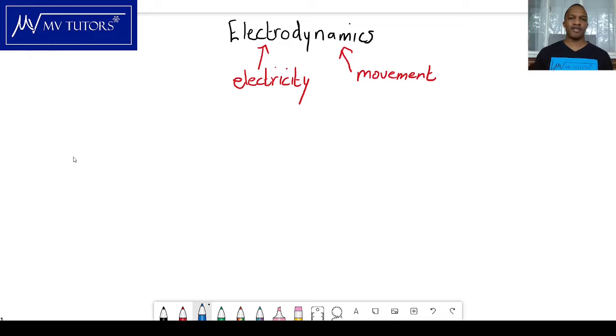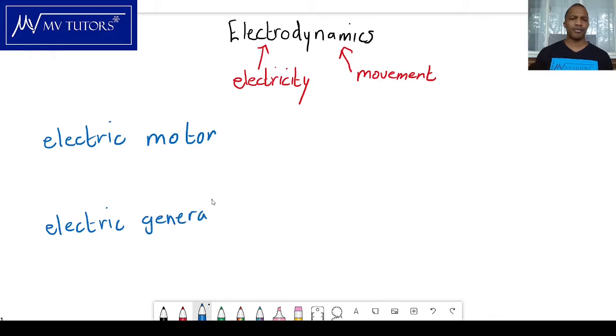Understanding that term is a very good start, but there are two electrodynamics things that we shall talk about. The first one is what we call an electric motor, and then the other one is what we call an electric generator. So these are the two points of discussion that we will be talking about.